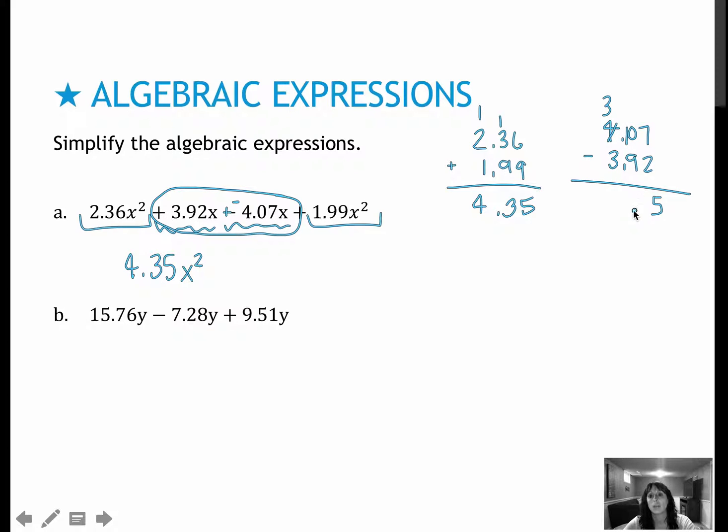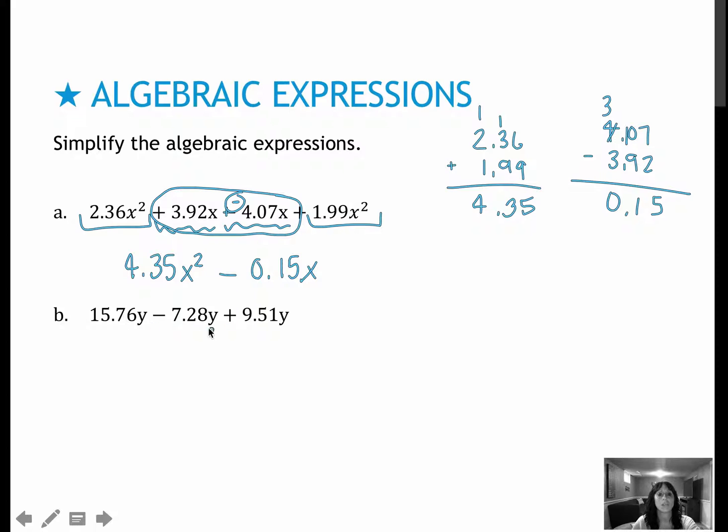Subtracting, I get a 5. I borrow to get a 1. So I get 0.15 or 15/100ths. Because the larger number was negative, the answer is negative. And so that would be my simplified expression. If you wanted, you could also have a plus negative there.